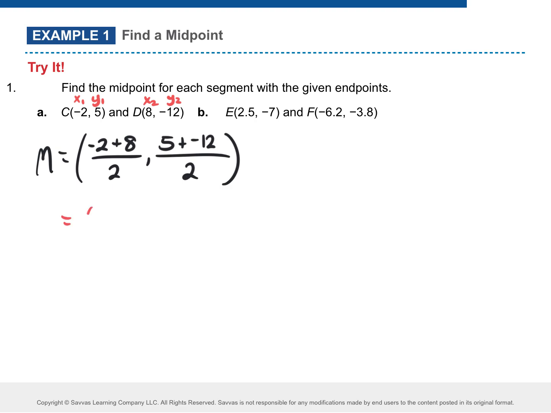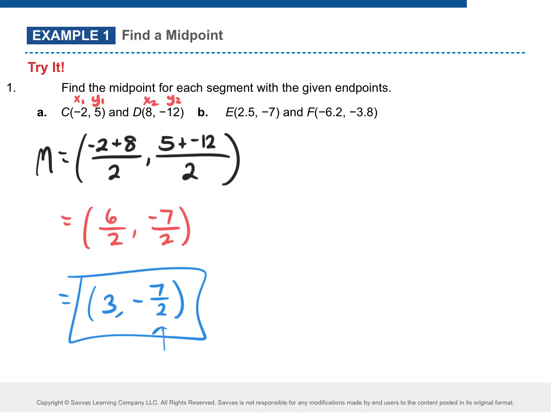What's negative 2 plus 8? 6. And then 5 plus negative 12? Negative 7. Can I leave it like that? No. 6 divided by 2? 3. What about this one? You can leave it, or write it as a decimal. If you had negative 3.5, that's cool too. Clap once if you agree.